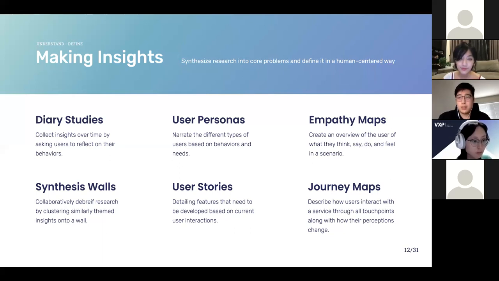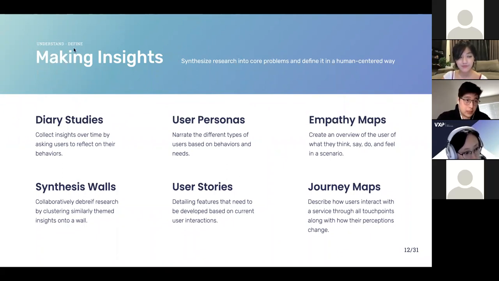So, problem statements. Problem statements are essentially descriptions that address what the problem is and its surrounding issues. And since we're doing human-centered design, we need to phrase them in a way that emphasizes people. So what are their goals? What are their needs?